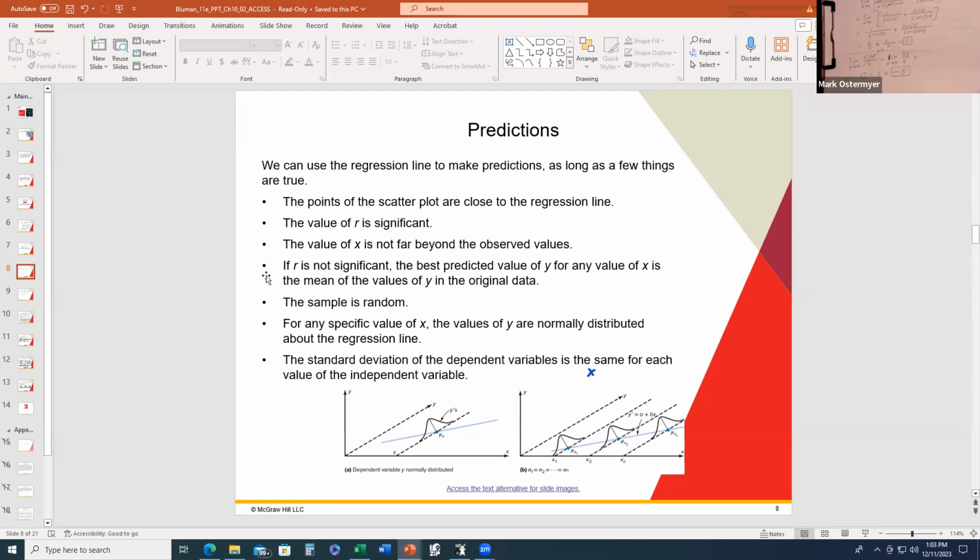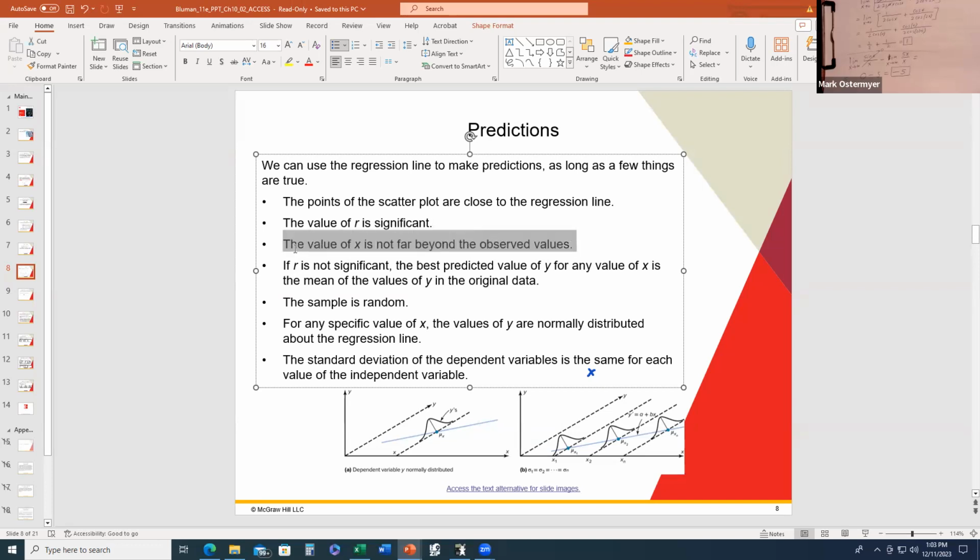Now, another thing is the value of R is significant, which means that when you conduct that LinRegTTest that we did last week, we're able to reject the null hypothesis and conclude that rho is not equal to 0. That's what it means to say that R is significant. Now, this is also very important too. The value of X that is used to make a prediction has to be within the range of the values of X that was used to build the regression equation.